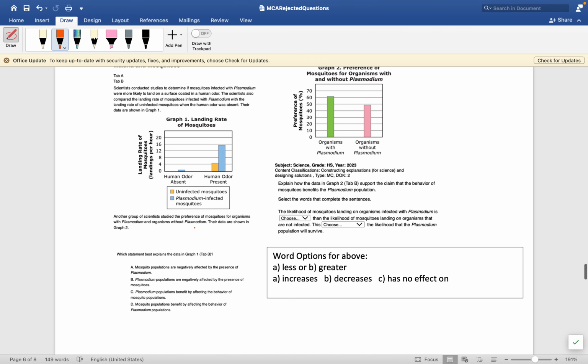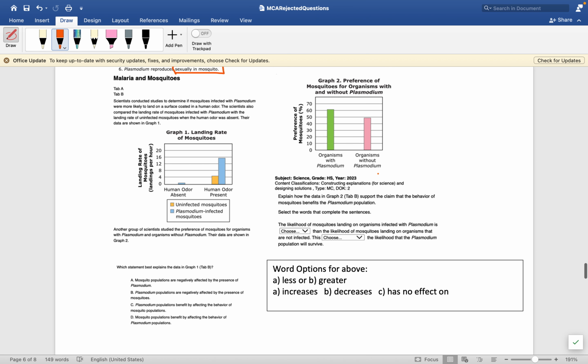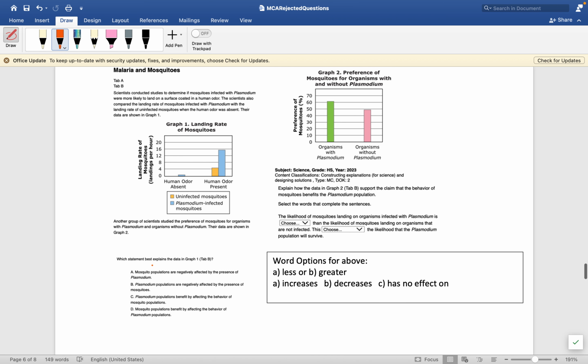Another group of scientists studied the preference of mosquitoes for organisms with Plasmodium and organisms without Plasmodium. Their data are shown in graph 2. So organisms with Plasmodium, preference of mosquitoes, higher land-in than those that did not have the Plasmodium. Okay, multiple choice. Which statement best explains the data in graph 1? Okay, let's read through the statements. Mosquito populations are negatively affected by the presence of the Plasmodium.